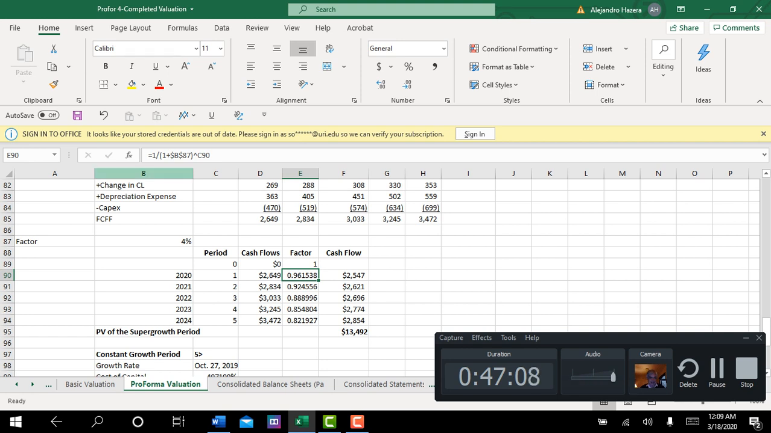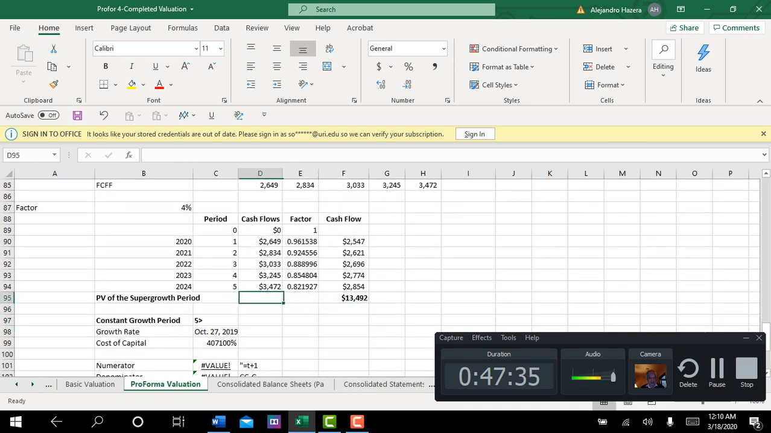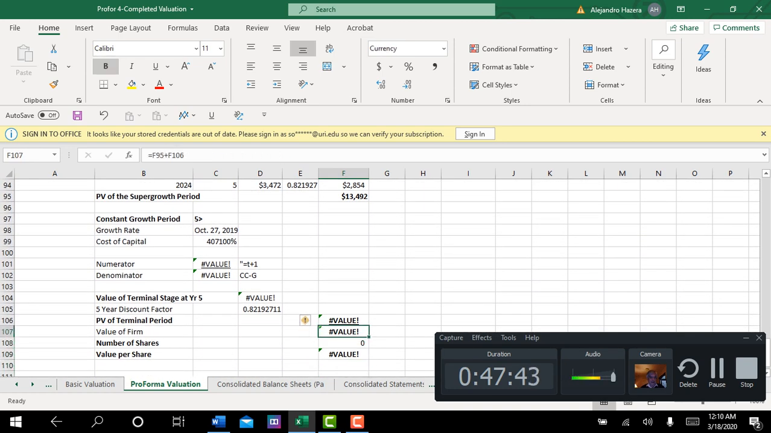What we're doing here is this is a discount factor. It's 1 over 1 plus B87, which is 4%, raised to these years right here. So this is raised to C90, raised to C91, which is squared, et cetera. That gives us our correct free cash flows right there. And that's the present value. I like doing it this way because all the titles are in here. That's the present value of the super growth period.